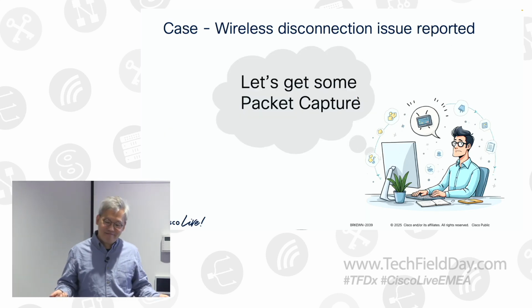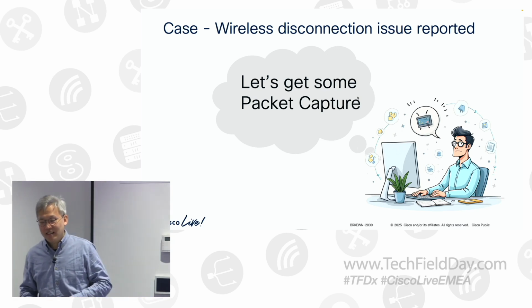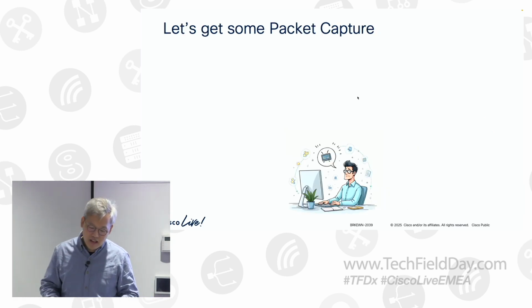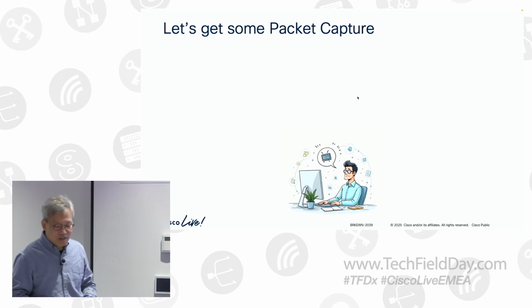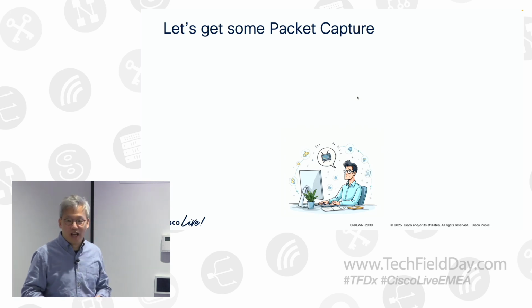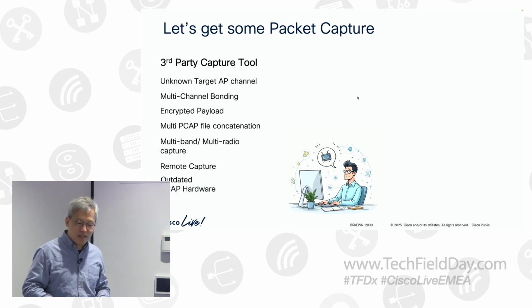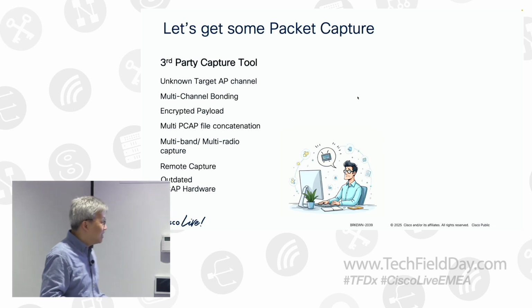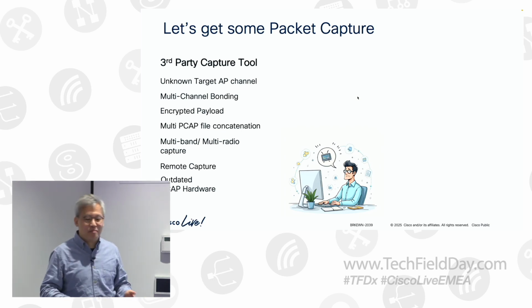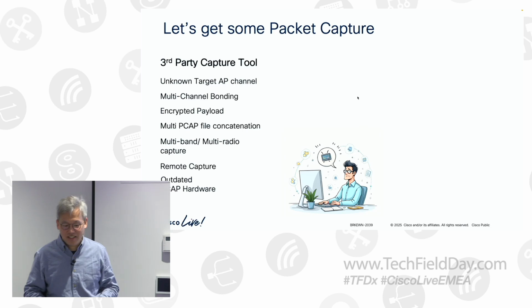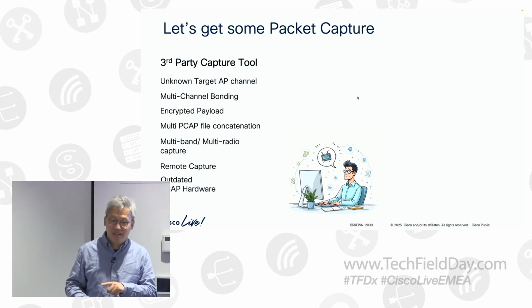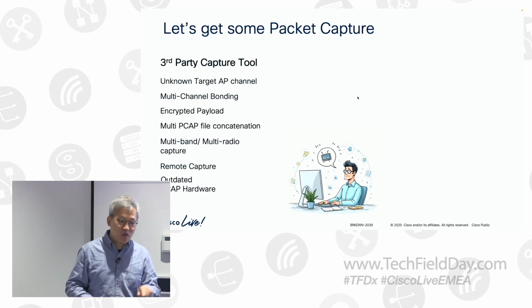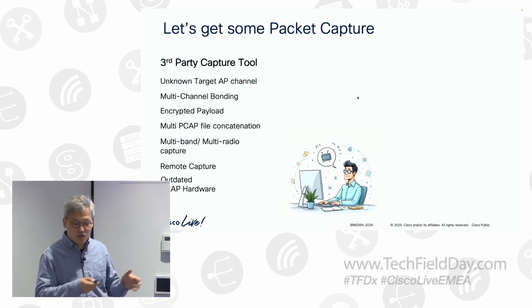So let's get some packet capture, right? This is the natural progression to the next step. So to get a packet capture, what do we have to do? Let's just bring my old PCAP card and hook up my Wireshark. Then I suddenly bump into a couple of interesting challenges here. First of all, I need to know which AP was serving that client and what the channel was. I need to know which specific 5 gig channel to look into.